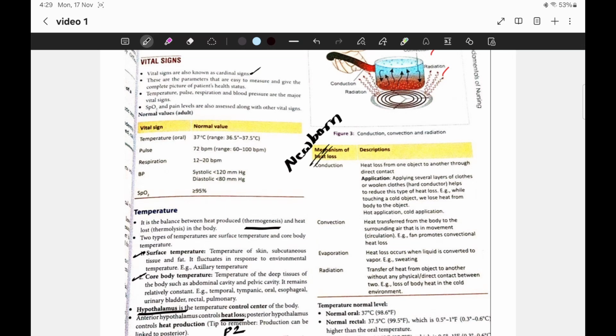That means fan. If a fan is there, it will easily promote heat loss. Evaporation: heat loss occurs when the liquid is converted to vapor, that is sweating. If I sweat more, that means heat is lost in maximum amount from my body. And radiation is the transfer of heat from one object to another without any physical touch, that is the loss of heat in the cold temperature.